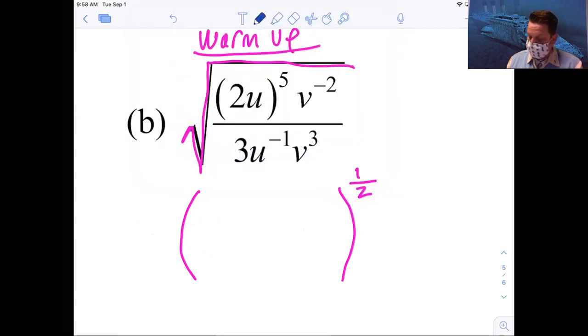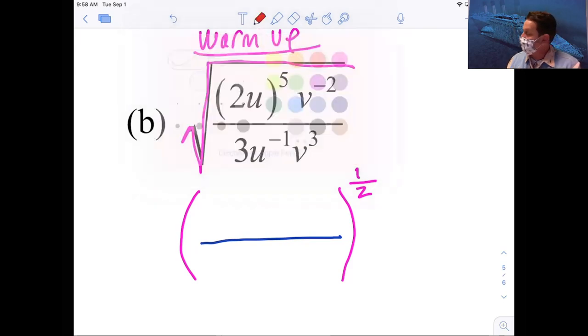Now, I see a fraction inside, so I'm going to build a shelf. All right? You're going to put stuff on shelves. There's no reason why you can't do a little bit of work on the inside as you go from one line to the next, okay? Instead of just writing it all down, although you could. So our goal is to get rid of parentheses so we can start joining things together.